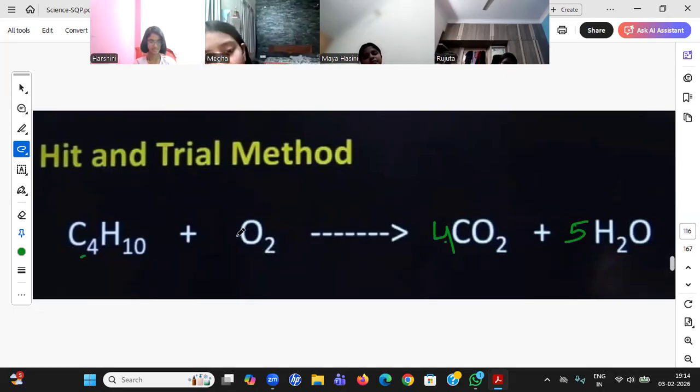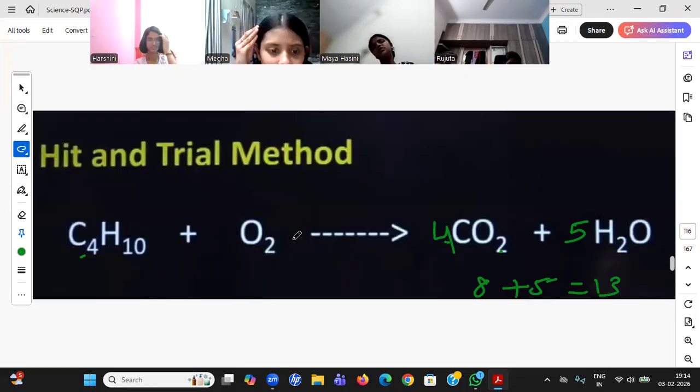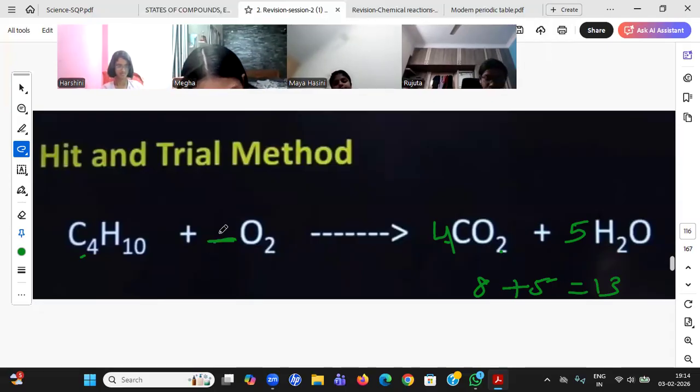Now, oxygen, there are 2. Here, how many? 4 2s are 8 plus 5, 13 are there. So what should I multiply here? Ponnappa, right side, oxygen, I have 8 plus 5, 13. I want 13 here. What should I multiply here to get 13 oxygen? 13 by 2. Very good. That's all. Finished, student.